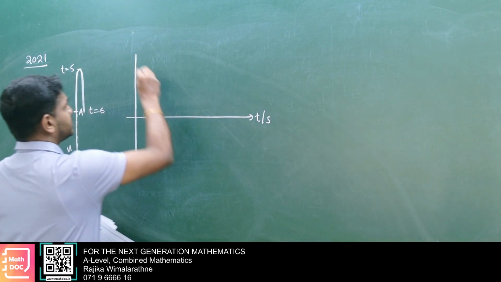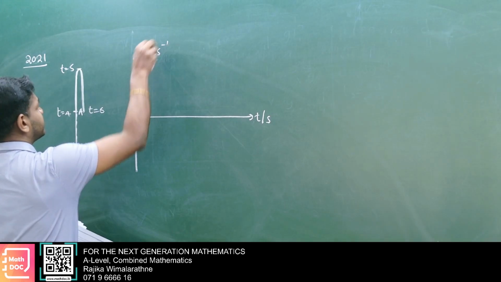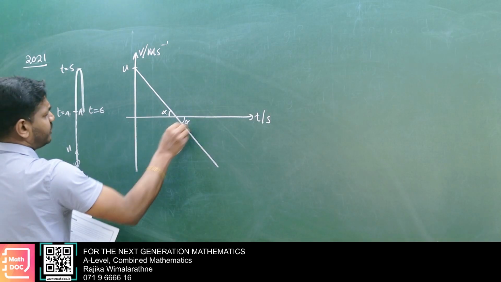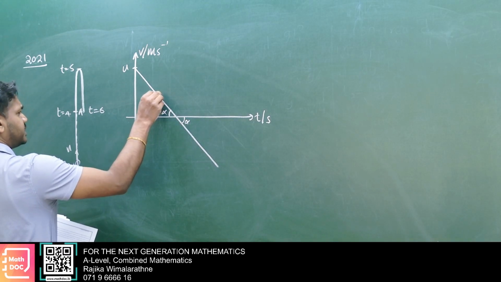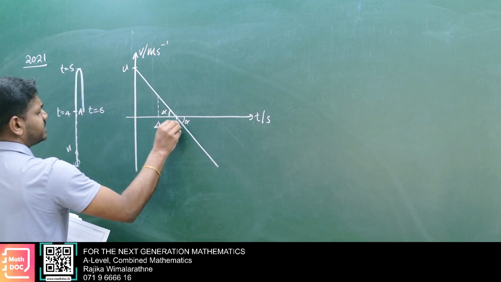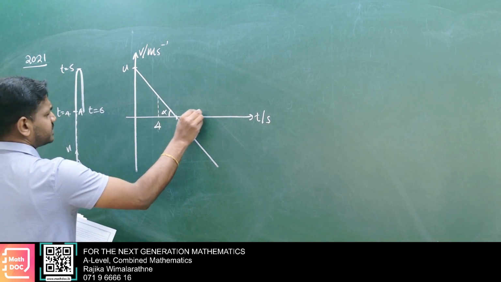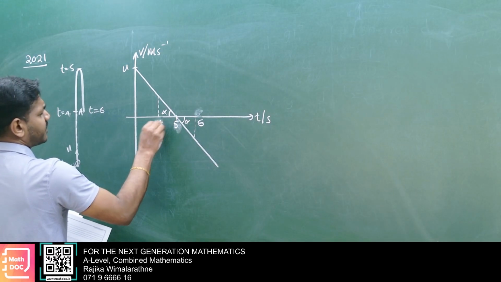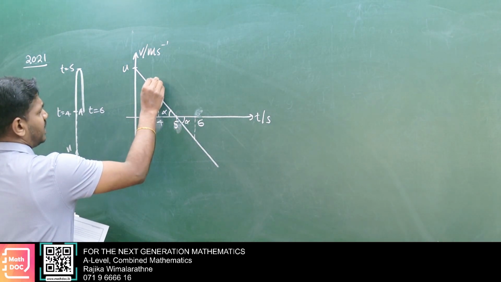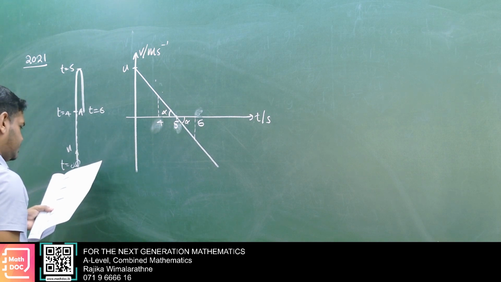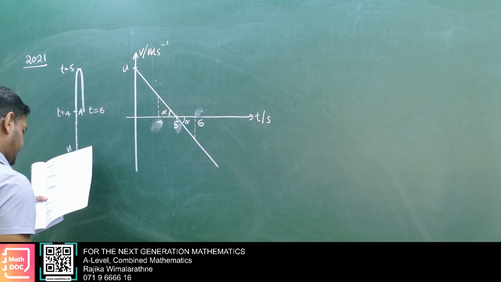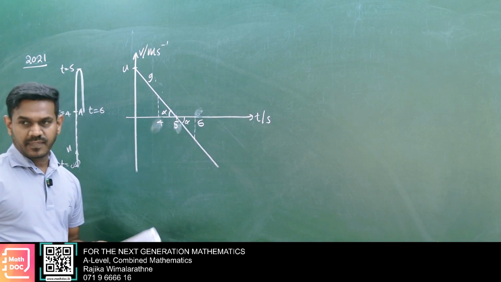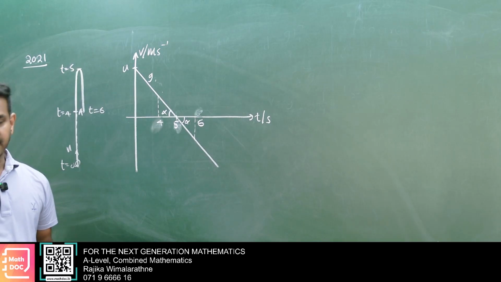Here time in seconds, here velocity in meters per second. Here u, alpha. So here first 4 seconds, then 5 seconds, another 6 seconds. Under gravity, you take 10, in terms of g, no? Retardation g. Okay, that's the graph. Anyway, it is motion under gravity.